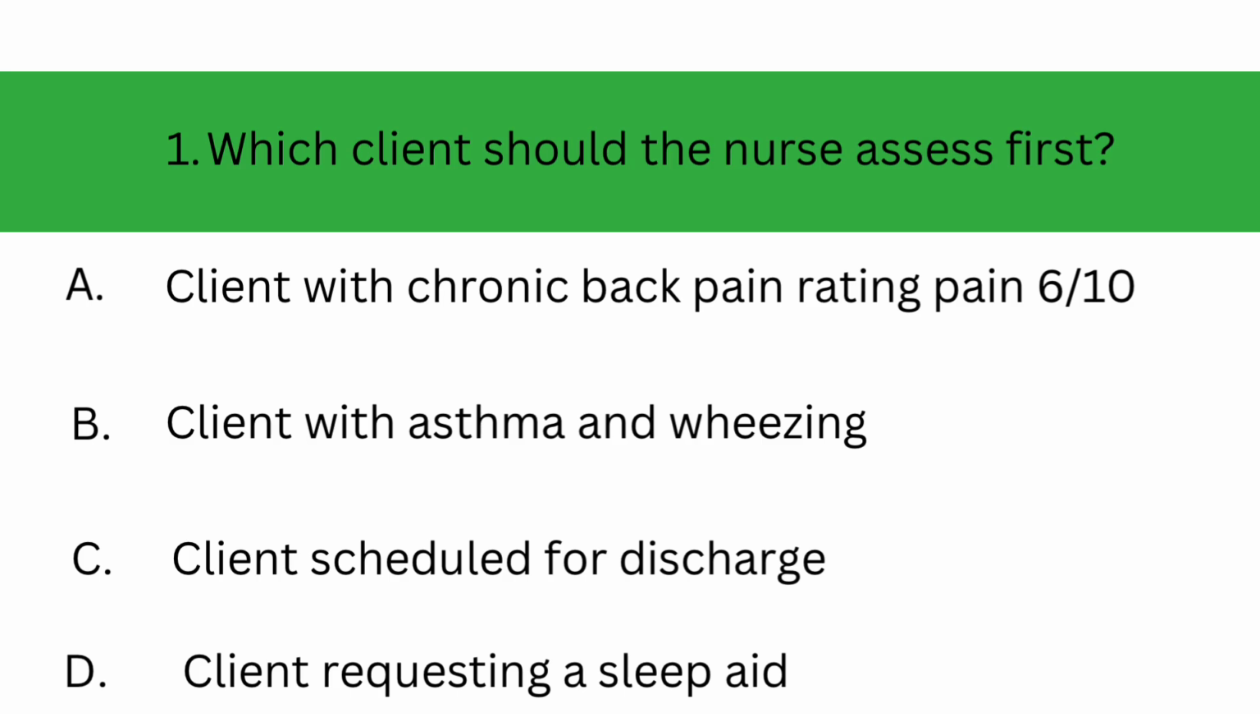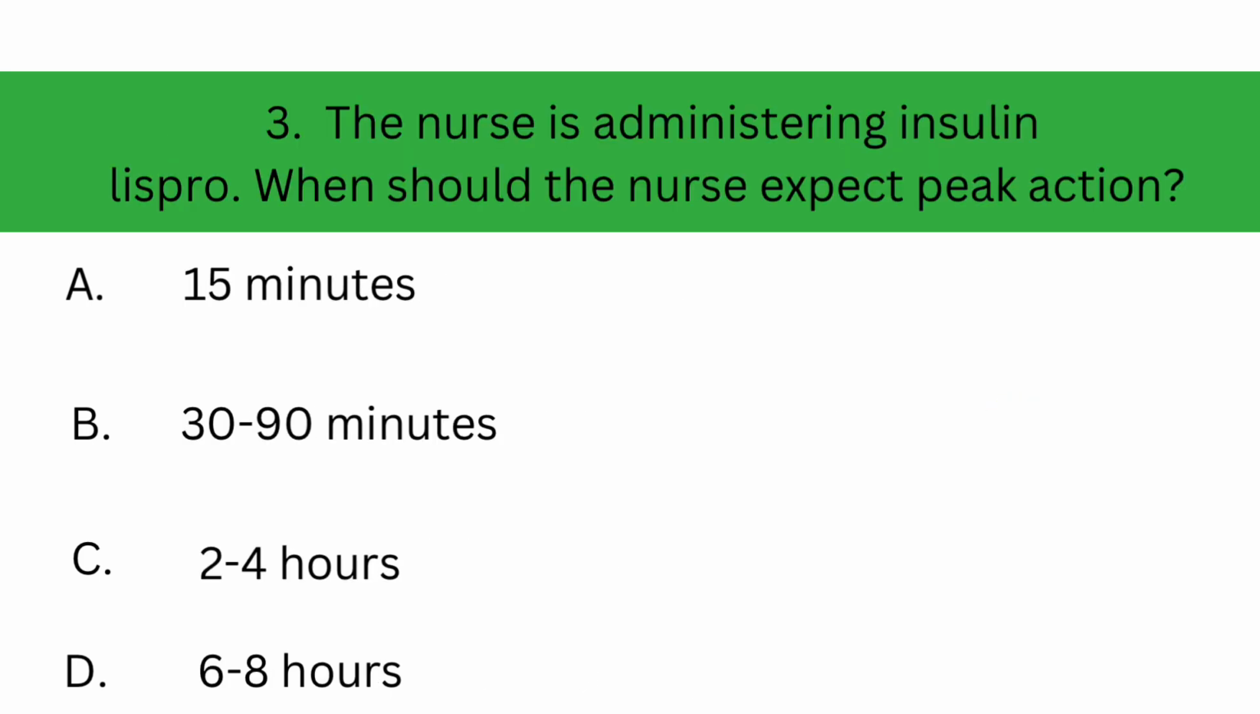2. Which client should the nurse assess first? A. Client with chronic back pain rating pain 6/10. B. Client with asthma and wheezing. C. Client scheduled for discharge. D. Client requesting a sleep aid. Correct answer: B.